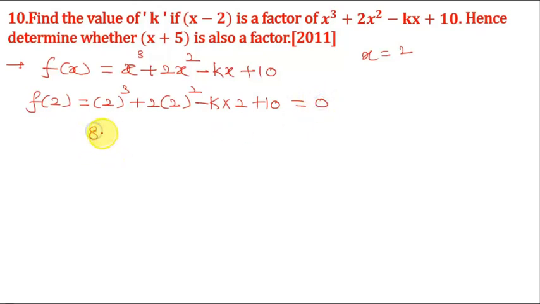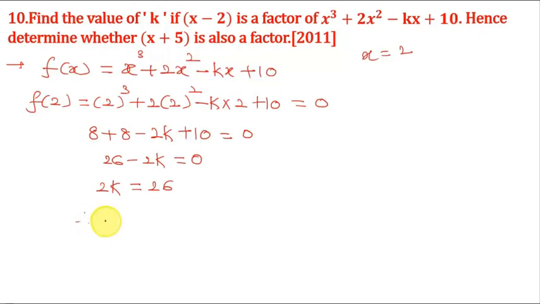Means what? 2 cube is 8. 2 square is 4, 4 into 2, 8. Minus 2k plus 10 equals 0. 16 plus 10 means what? 26 minus 2k equals 0. 2k equals 26 and hence k equals 26 upon 2 equals 13. So the value of k is 13.